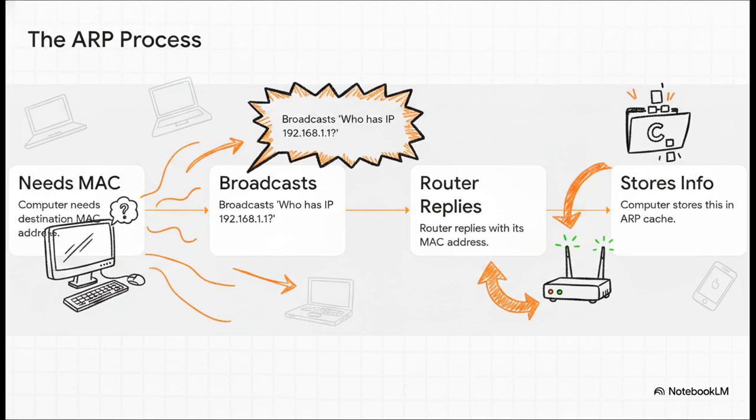The real router politely raises its hand and honestly replies, "Yep, that's me. I'm 192.168.1.1, and here's my MAC address." Finally, your computer takes that valid response and stores it in its ARP cache. That way, it doesn't have to keep shouting across the network every single time it wants to send a packet.